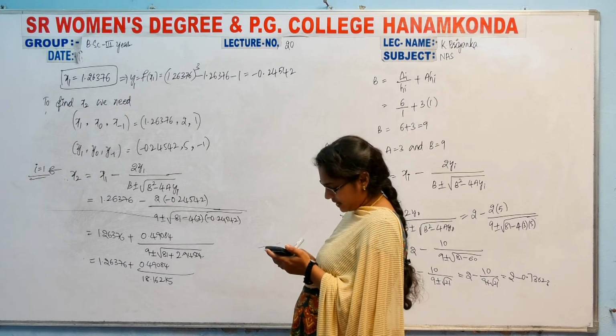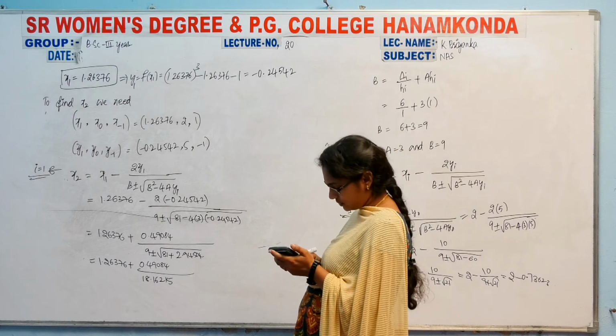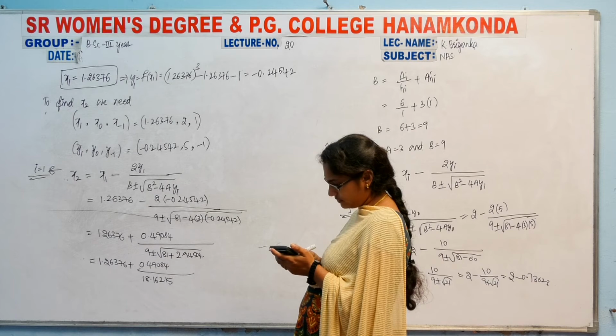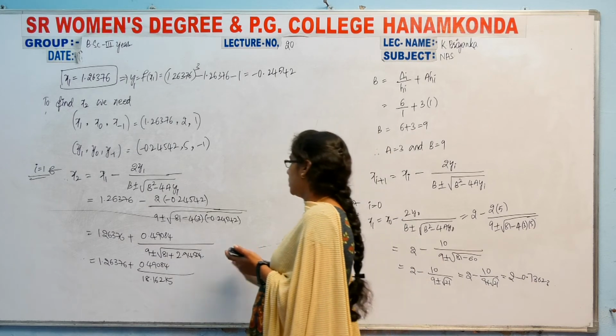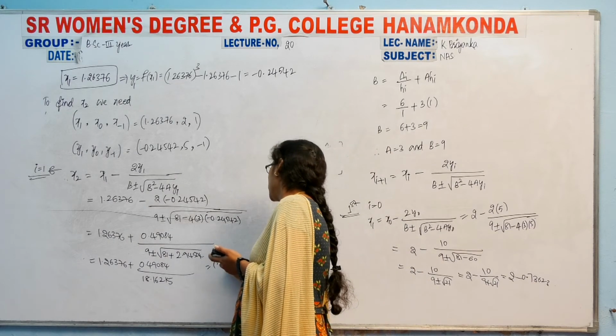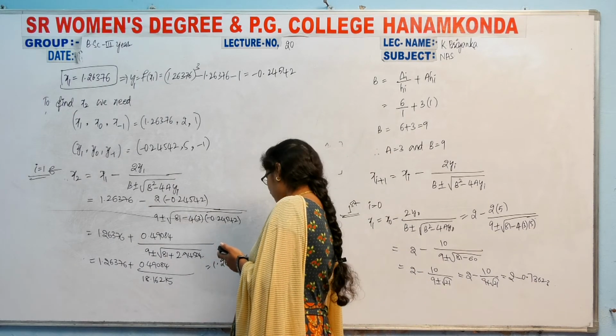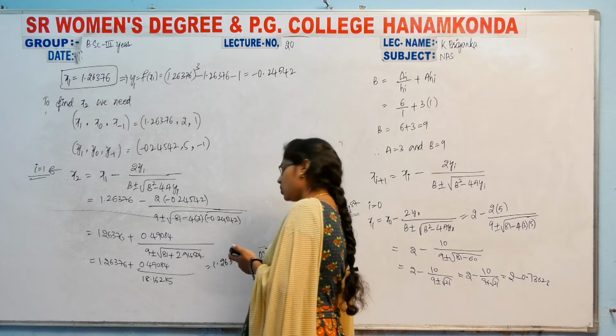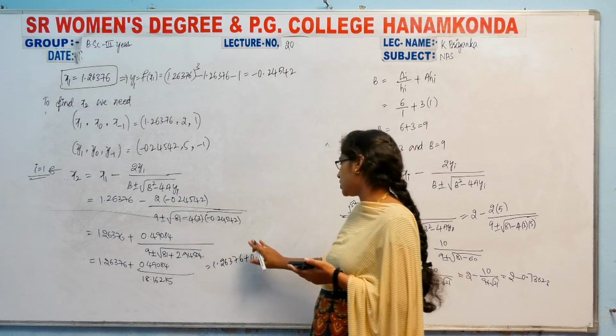0.49084 divided by 18.16215. I got this value as 1.26376, and 0.2702 mark. So I am taking 0.027.